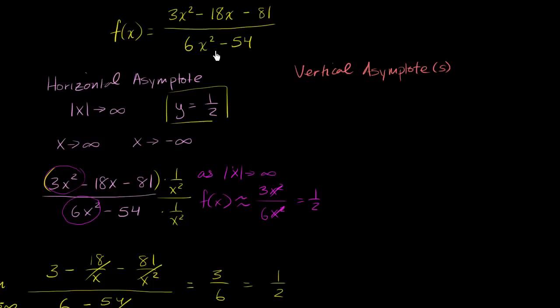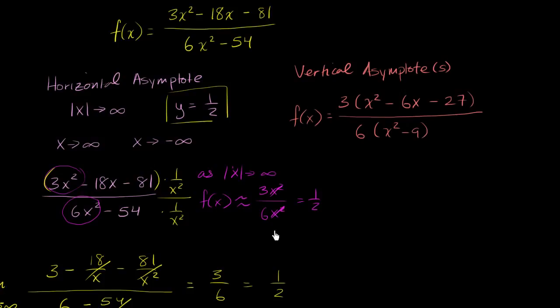So we can factor it out. Actually, let's factor out the numerator and the denominator. So we can rewrite this as f of x is equal to, the numerator is clearly every term is divisible by 3. So let's factor out a 3. It's going to be 3 times x squared minus 6x minus 27. All of that over the denominator, each term is divisible by 6. 6 times x squared minus 9. And let's see, we can factor the numerators and denominators out further. So this is going to be f of x is equal to 3 times, let's see, two numbers, their product is negative 27, their sum is negative 6.